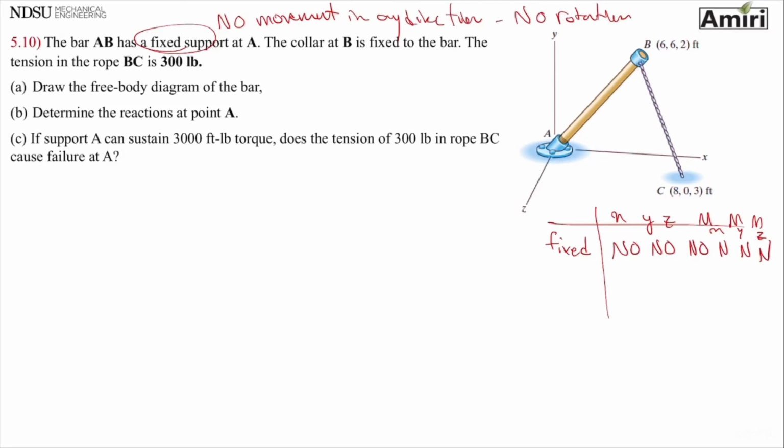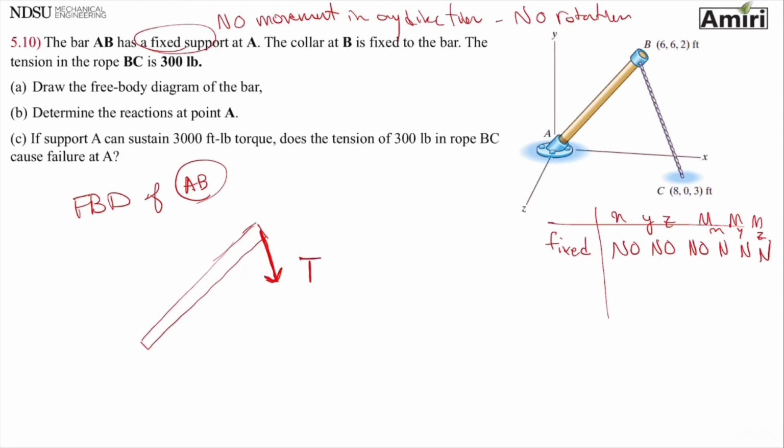So draw free body diagram of the bar. Reaction at point A, support can sustain this much. Okay, so let's go through one by one. Let's draw free body diagram of the bar. So FBD of bar AB. Do not include anything else on there, right? There is no active force, but there's a tension here. So that is active force here, which is T. And then I have a force in every direction and a moment in every direction.